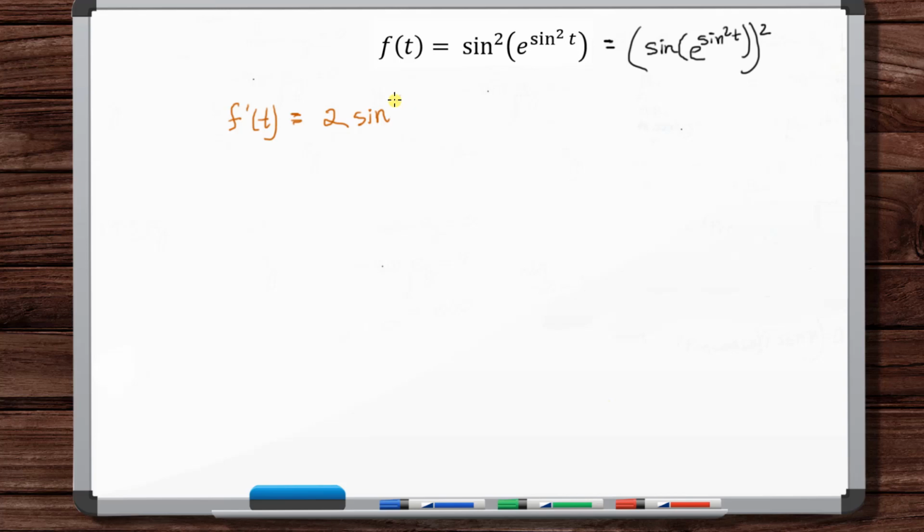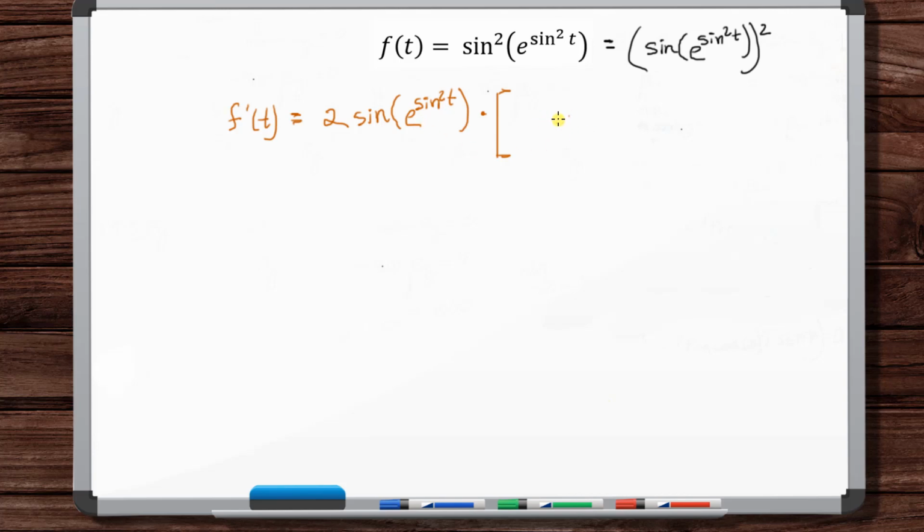So 2 sine of e, right? And then times the derivative of that something. Now you can see we've got a chain rule embedded within a chain rule embedded within a chain rule. That's why these are advanced. So now we need to take the derivative of this. Maybe we want to put a bigger bracket here. So we've got the derivative of e to the sine squared of t.